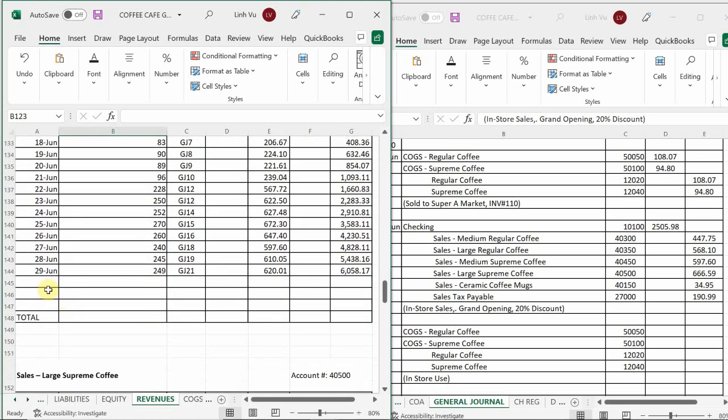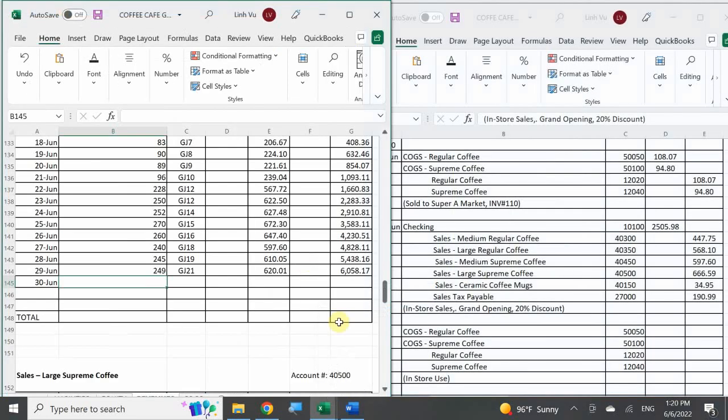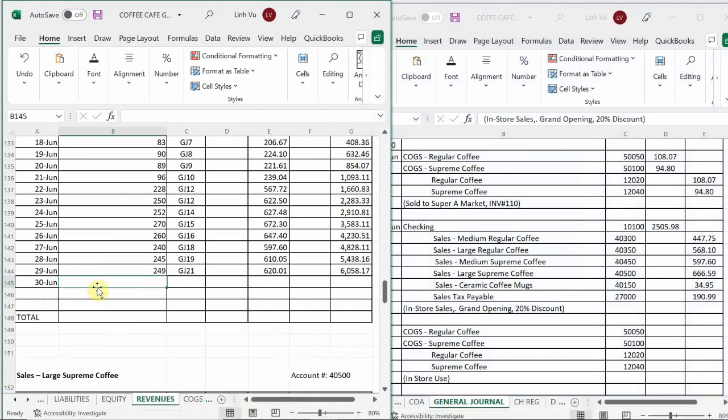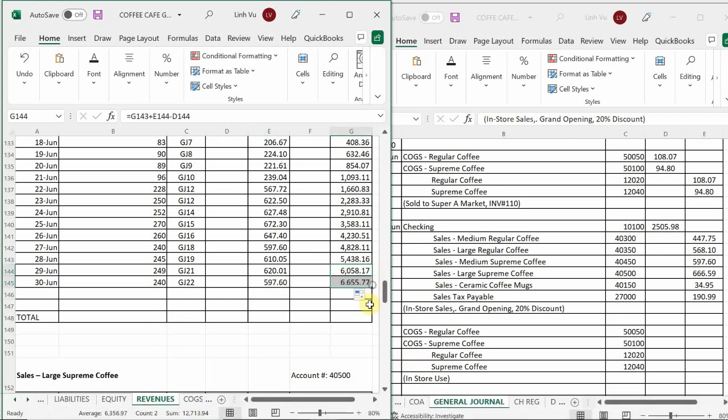Okay. We also sold 240 cups of the medium supreme coffee, for a total of $597.60, which is going to give us a grand total of $6,655.77. Okay.